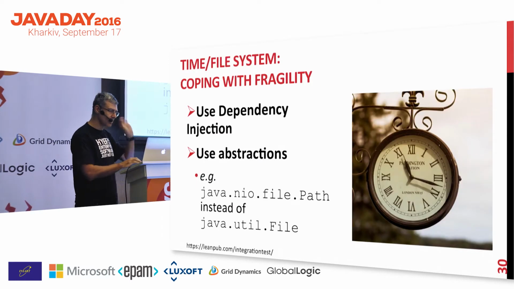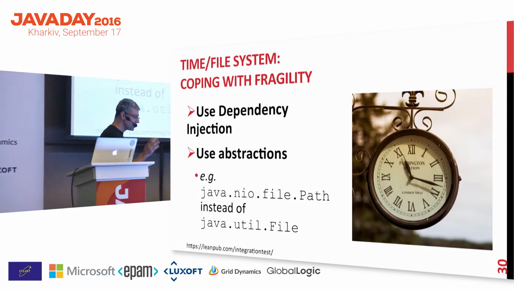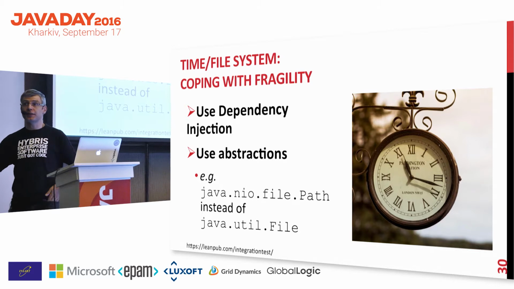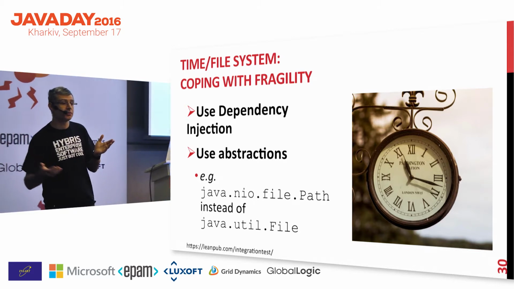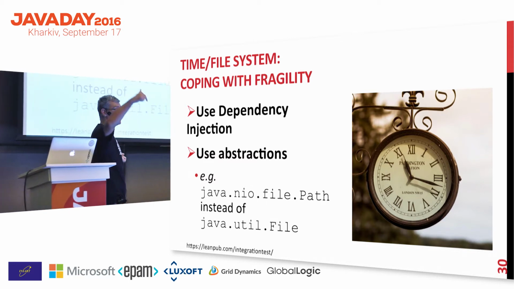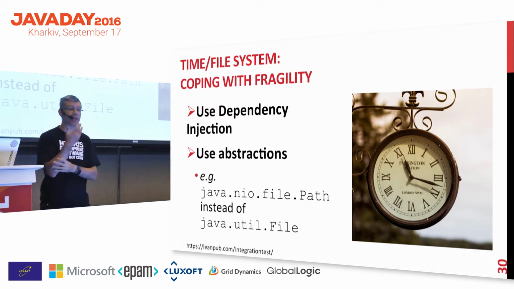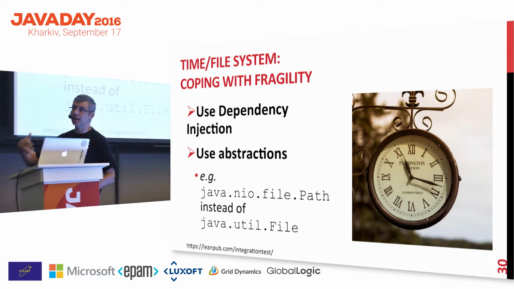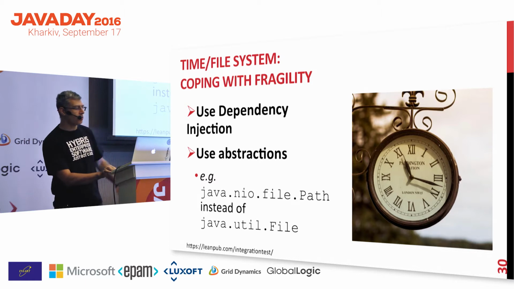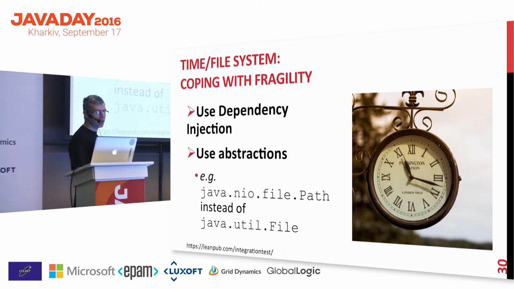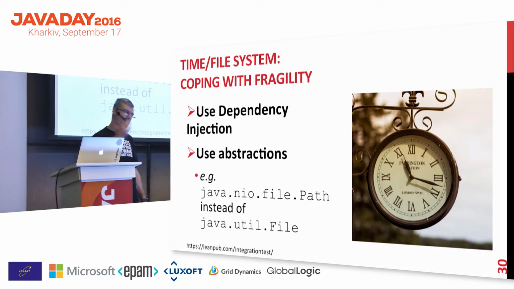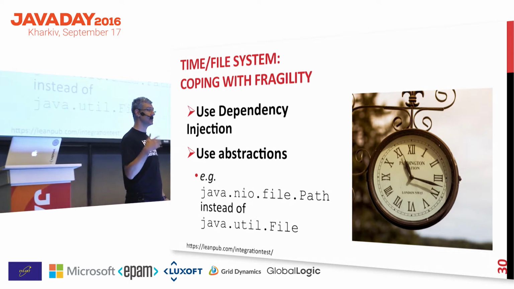So we will only take a few samples. The first, time and file system. With time, it's very hard, especially if inside your batch you say new Date. It's very hard to test this kind of stuff. So in that case, just use dependency injection and inject the date in the constructor. And then you can inject any date you want and check that your class behaves according to the date that you injected. For the file system, I recommend using the new Java NIO Path instead of the old one, java.io.File, because Path is an interface, so it's easy to mock.